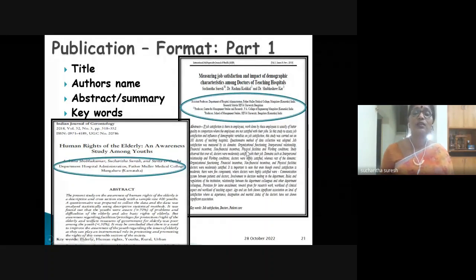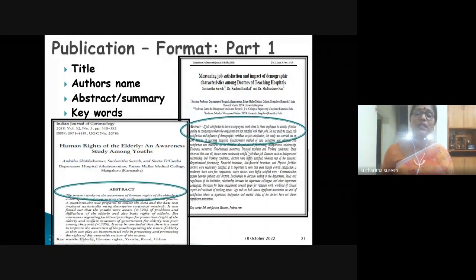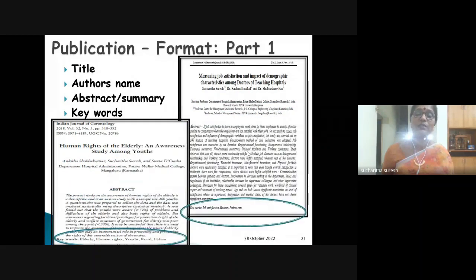So like this, and then abstract. Then finally come the keywords. Now keywords, why are they important? Keywords also you have to give very carefully, dear participants. Why? Because if I am searching for job satisfaction, suppose your study contains job satisfaction, but you have not given it as a keyword, then your paper will not come into the picture. For searching, keywords will make a difference.